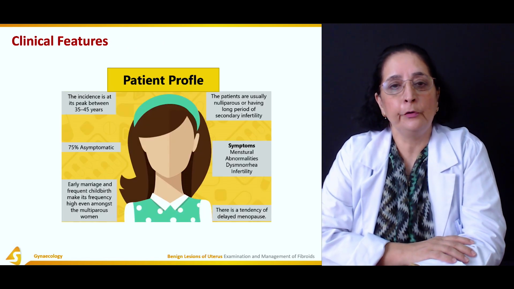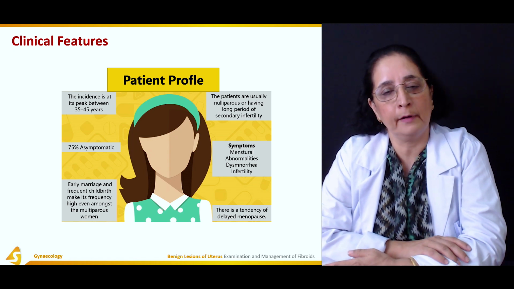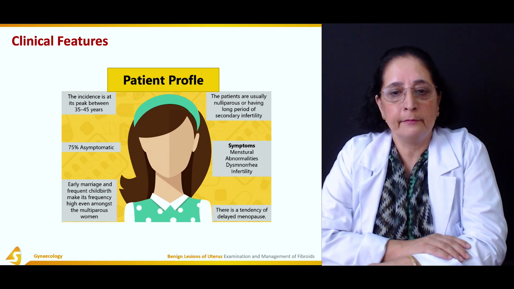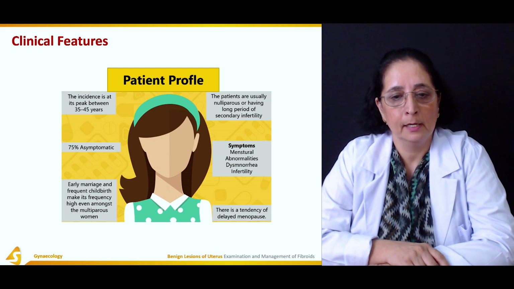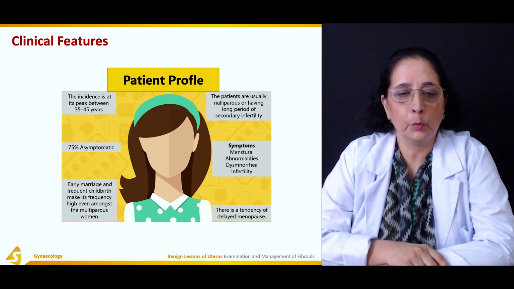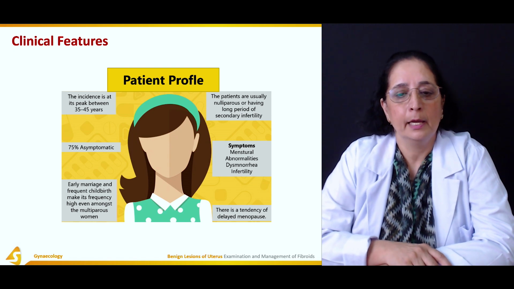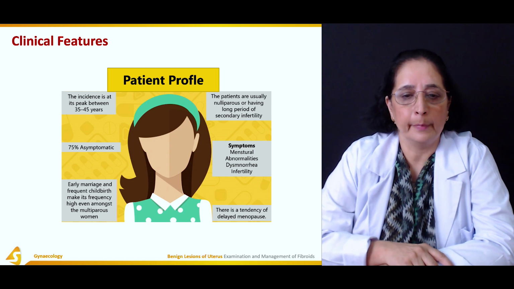Now, the patient profile: the incidence is usually highest between 35 to 45 years of age. Then 75% of the patients are asymptomatic. Early marriage and frequent childbirth make its frequency high even among multiparous women.